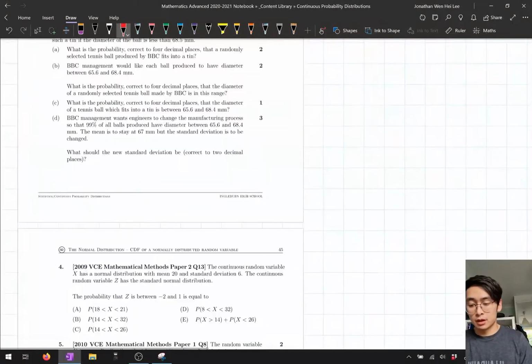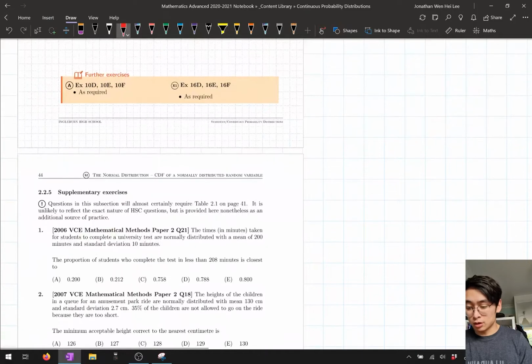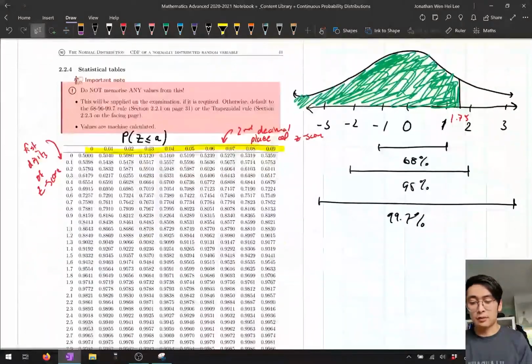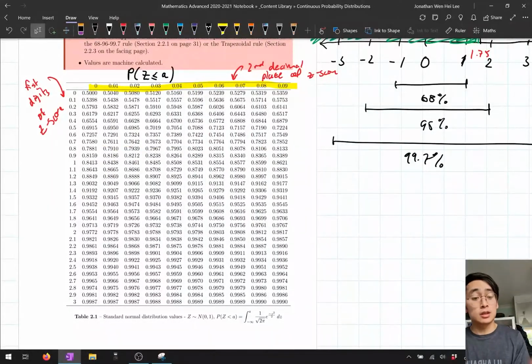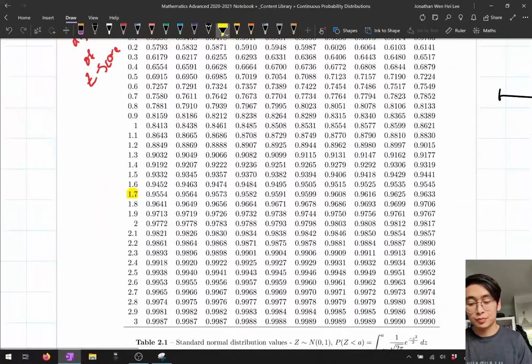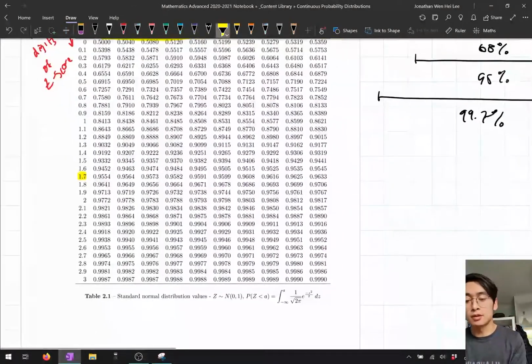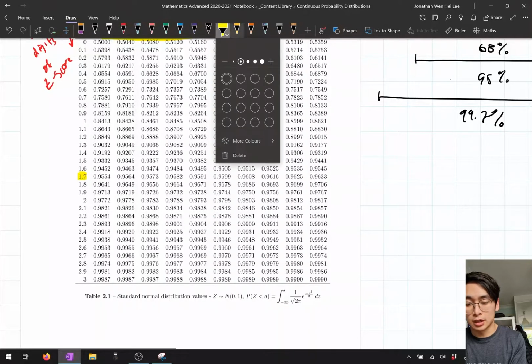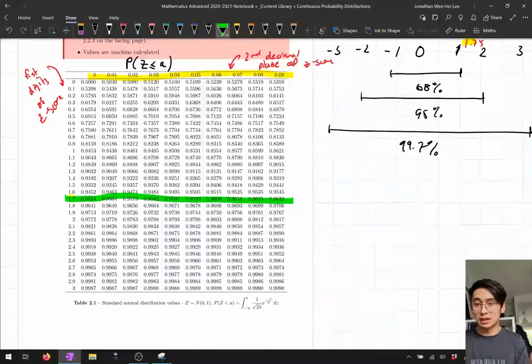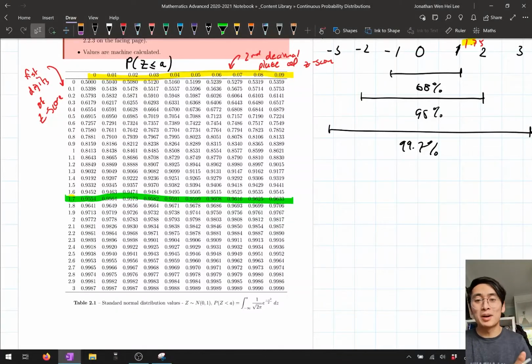Okay, the first 2 digits are 1.7. So I'm going to go into the first column and go to where 1.7 is. Here, 1.7 is over here. Let me highlight it in green so we can see a little bit clearer. Okay, so 1.7 is this row over here, and these are the percentages for the particular row for 1.7.